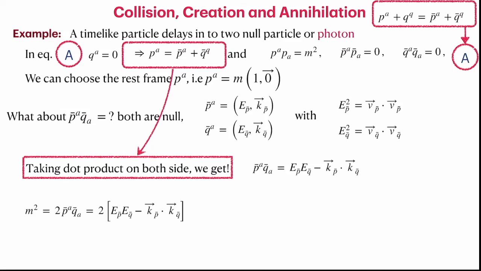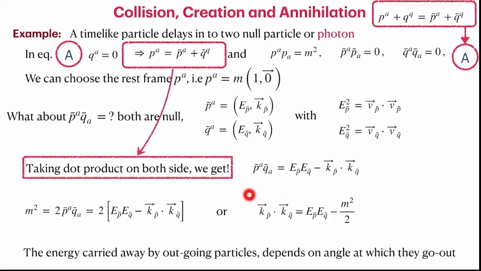On the other side, it leads to only 2 P bar A into Q bar A. Now we have seen from this relation that this is equivalent to 2 into (E P bar E Q bar minus K bar P dot K bar Q). Now simplifying this, we get a dot product between the outcoming vectors in terms of the energy of the product minus m square by 2.